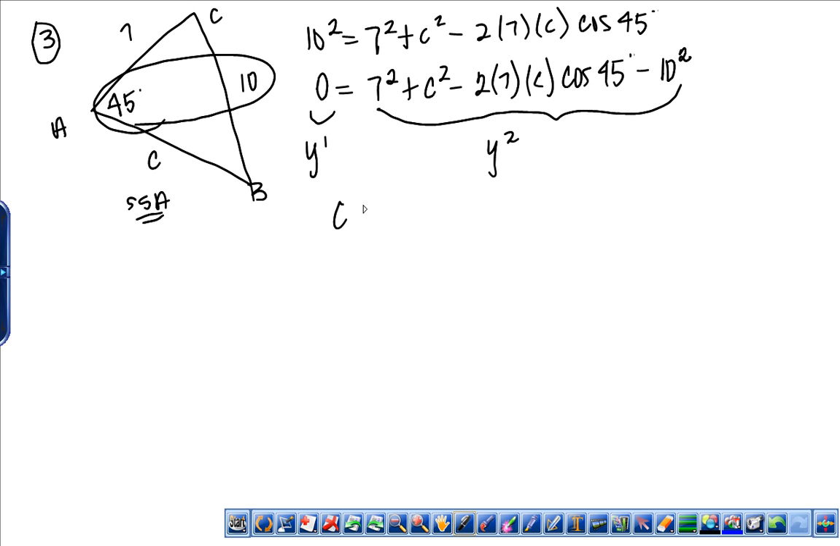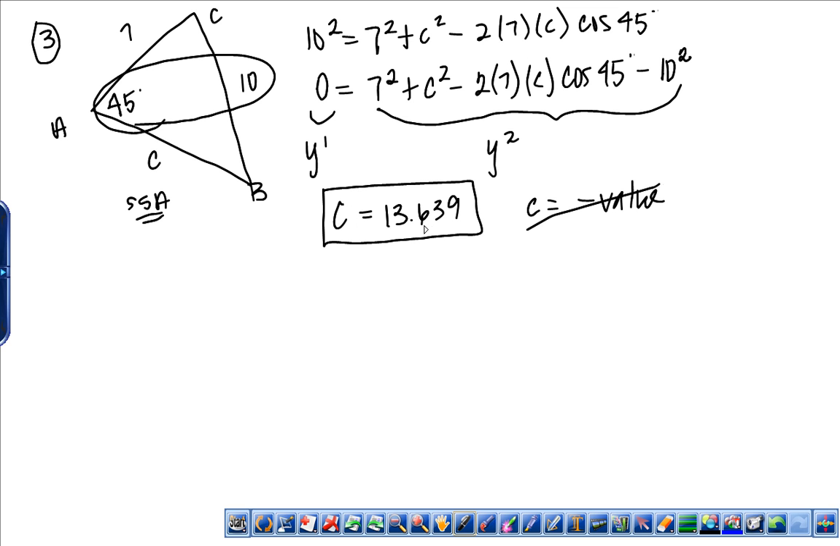It looks like I have a parabola. So one of them is going to be an intersection of 13.639. The other one looks like it's on the left side, so it's a negative value. And this doesn't make sense because we're talking about the length of a triangle. So I'm going to cross this out and say that this is the length of my triangle, 13.639. Okay, so that would be the length of C. If I wanted to go ahead and find angle B and angle C, I could finish that with the law of cosines.